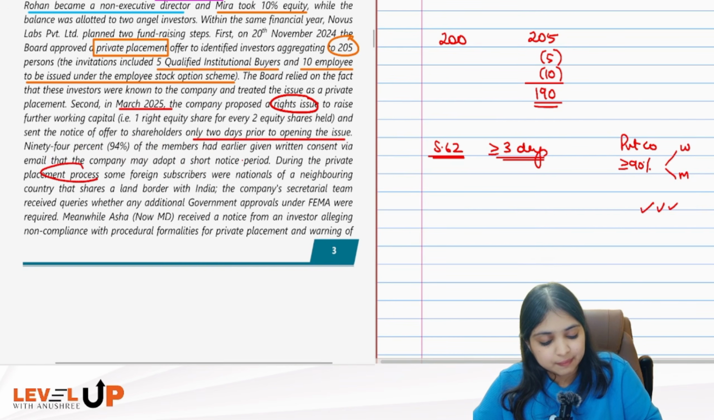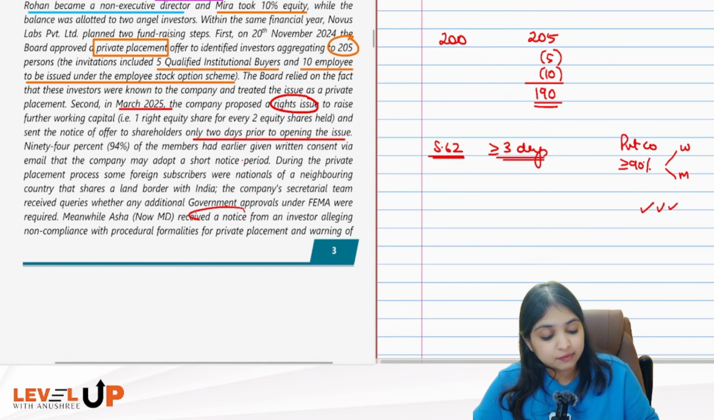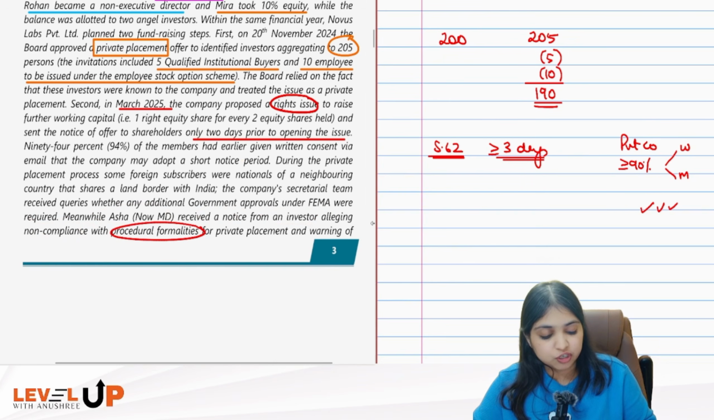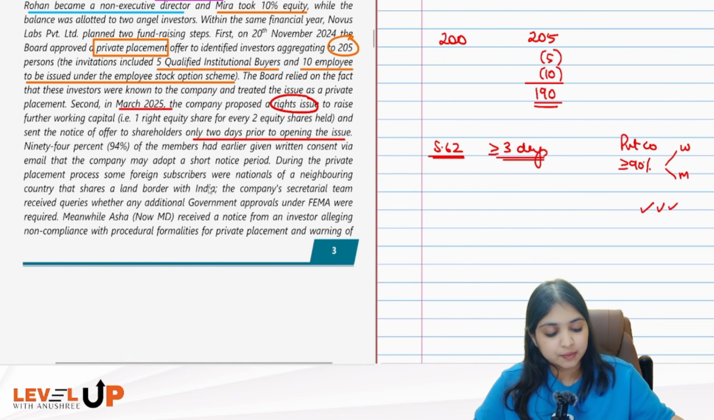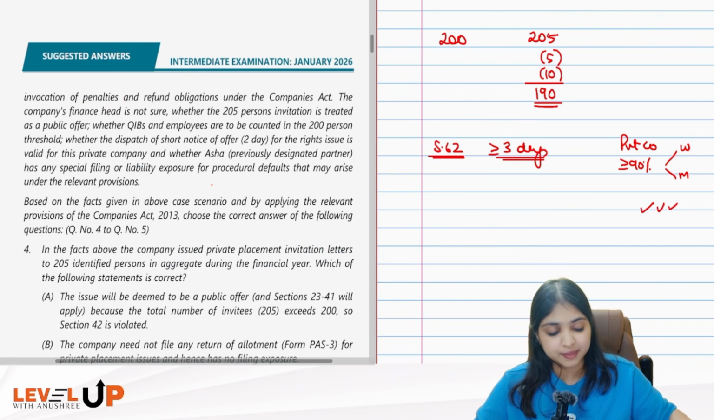Then during the private placement process, some foreign subscribers were nationals of a neighboring country that shares a land border with India. The company secretarial team receives queries whether any additional government approval under FEMA was required. Meanwhile, Asha, now MD, received a notice from an investor alleging non-compliance with procedural formalities for private placement and warning of invocation of penalties and refund obligations under the Companies Act.